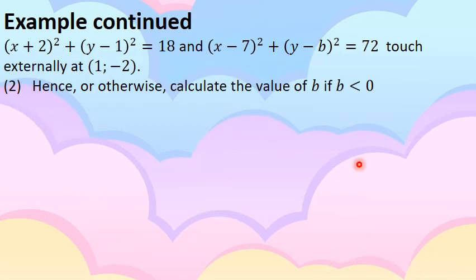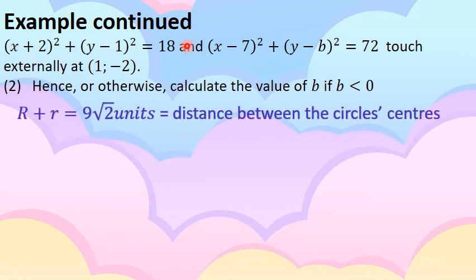Now we're required to calculate the value of this variable b. It says hence or otherwise. Now I've obviously done or otherwise because you'll see in this video I haven't used this coordinate at all. So if you were to use the coordinate, you obviously can use the distance formula along with the center values of these equations in order to solve for b, but I know that the distance between these centers is 9√2 units. We've already calculated that.